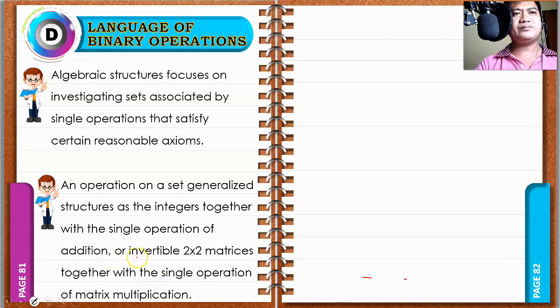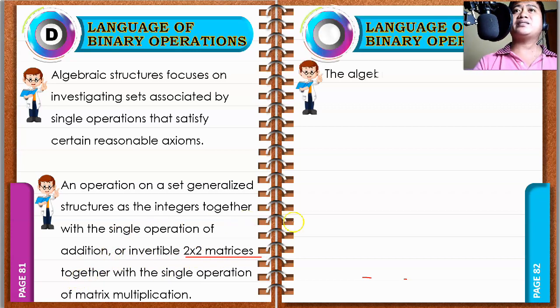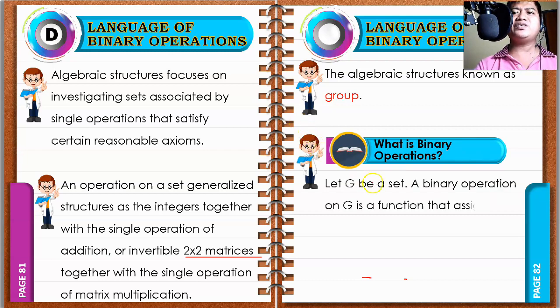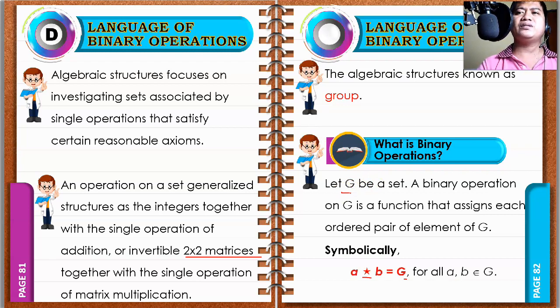The integers under addition and 2 by 2 matrices under multiplication are examples of algebraic structures known as groups. But before that, we need to first formally define what a binary operation is. Let G be a set. A binary operation on G is a function that assigns to each ordered pair of elements of G an element of G. In symbols, we have a star b is an element of G for all a, b in G. The star is the binary operation, which is a rule for any two elements in a set G. This rule can be addition, multiplication, subtraction, division, or a combination of those operations.